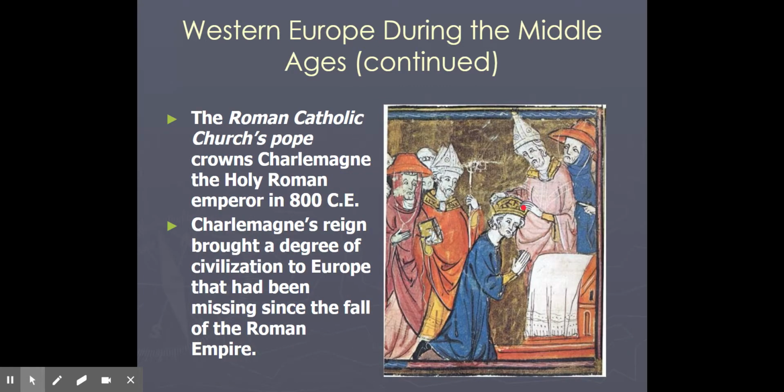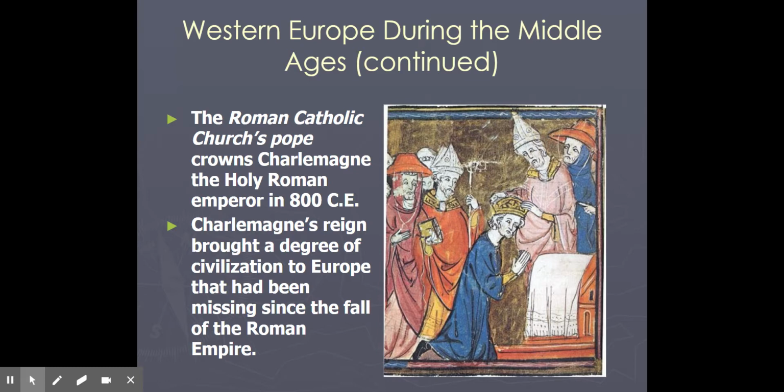Because Charlemagne had conquered so much territory, and because he was a Christian, the leader of the Roman Catholic Church, the Pope, formerly the Bishop of Rome, who is the most important leader and head of the entire Roman Catholic Church, still is today, goes over to Charlemagne and gives him a crown and says, "You are now the Holy Roman Emperor."